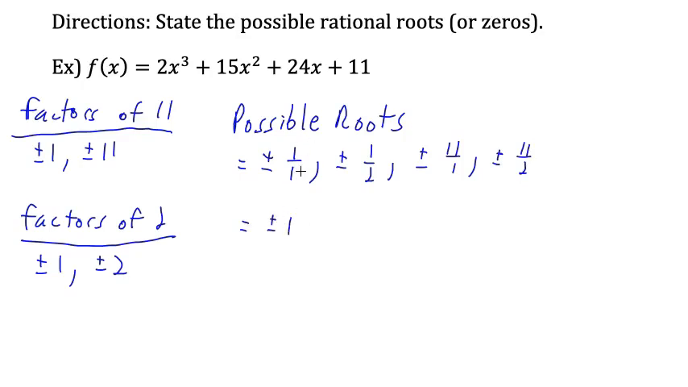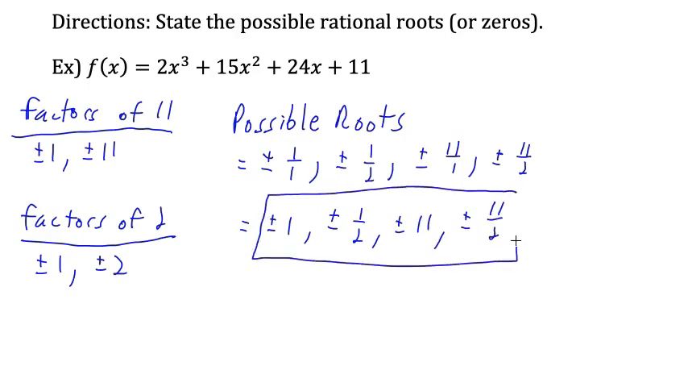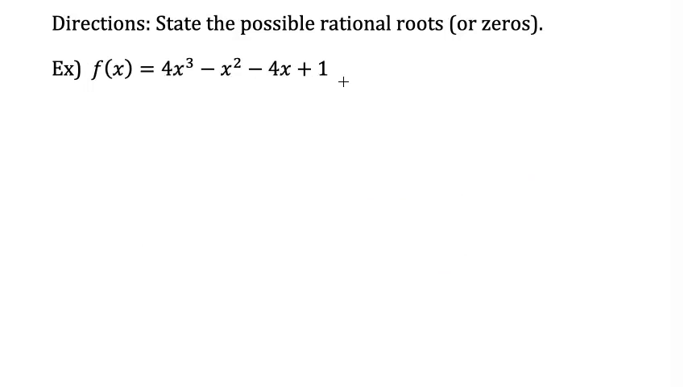This would be positive or negative 1, positive or negative 1/2, positive or negative 11, and positive or negative 11 over 2. This is a list of the possible or potential roots of this polynomial. This process is all a little bit mysterious, so let's try just a couple more examples to make sure we've got it.